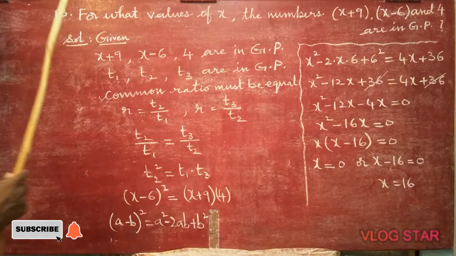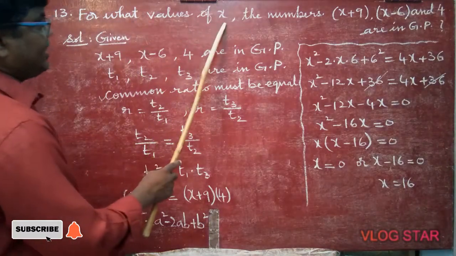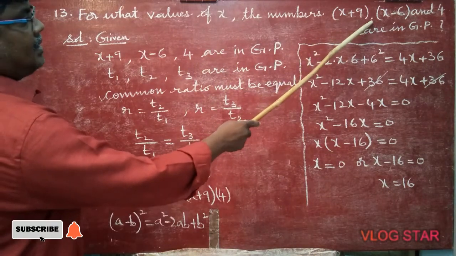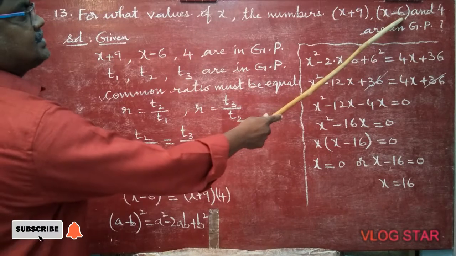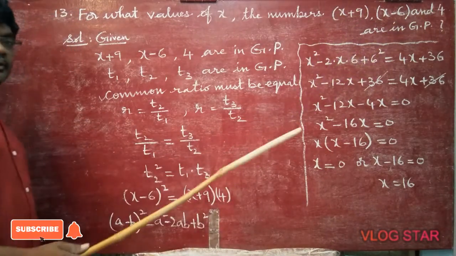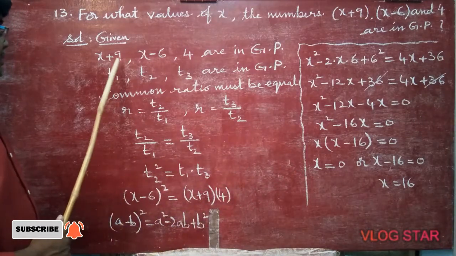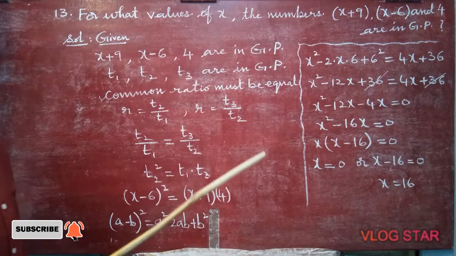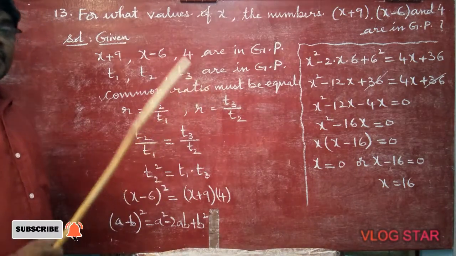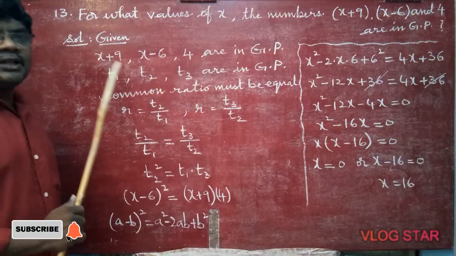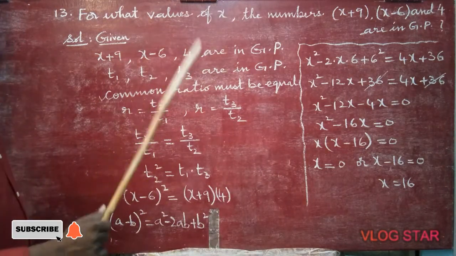13th problem. For what values of x are the numbers x plus 9, x minus 6 and 4 in GP? In the question itself they are telling these are in GP. Confirmation, how do we know whether they are in GP? The common ratio should be equal throughout the numbers or sequence.